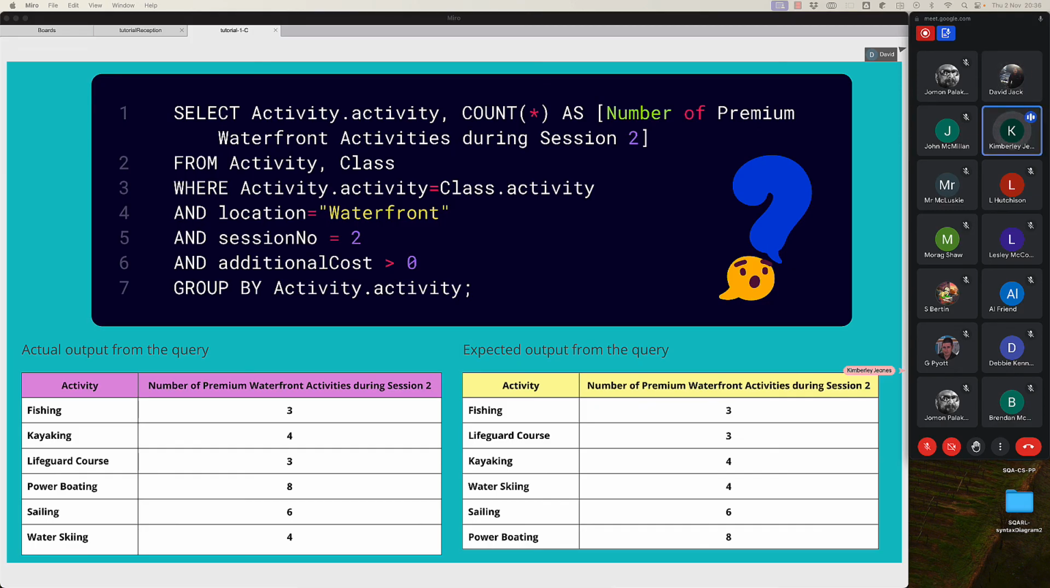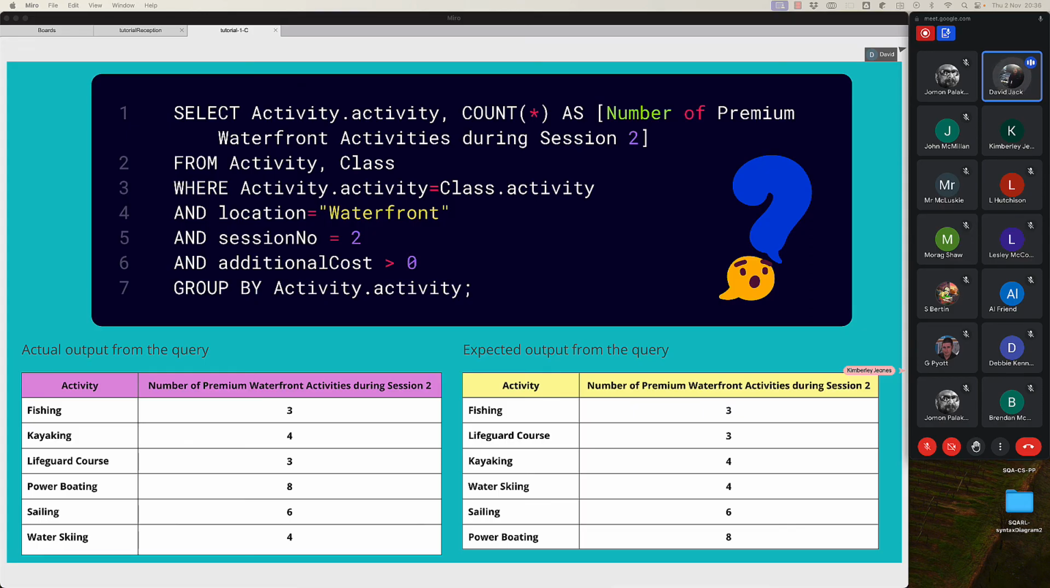So I suppose the reason for this one is although the query's missing the order, the count function has been used correctly to work out how popular each activity was. So in addition, the query has correctly selected the premium activities that took place at the waterfront during session 2. Yep. Okay. Yep. And once again, you hit the nail on the head there.